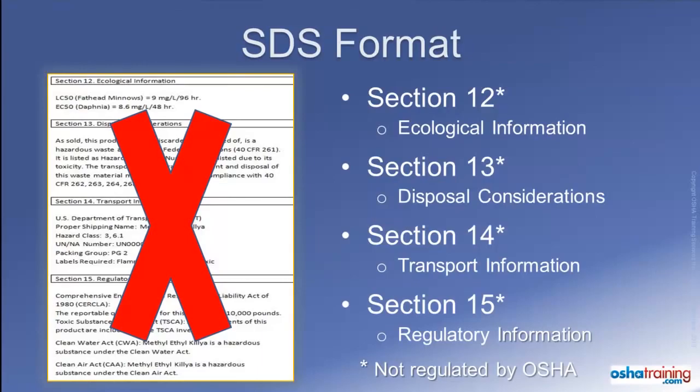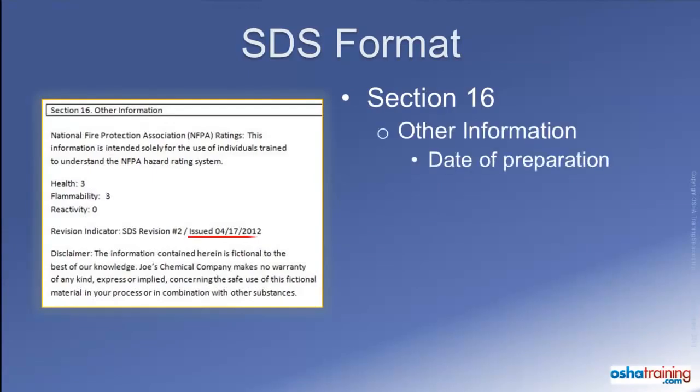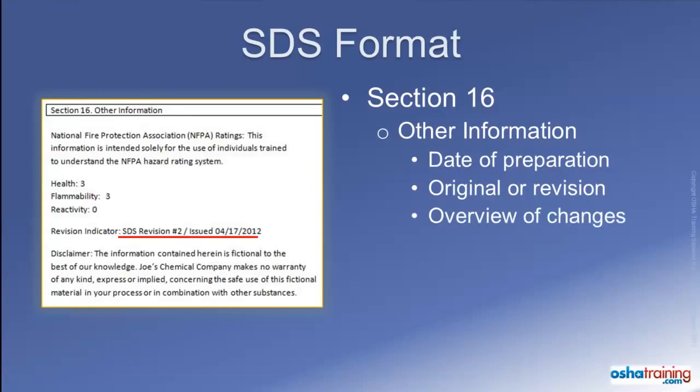GHS format. And finally, Section 16 of Safety Data Sheets, titled Other Information, lists details such as the date the safety data sheet was prepared, if this is the original version issued or a revised version, and in some cases an overview of any changes that were made during the last revision. And in some cases, the manufacturer or distributor may choose to put other information about their product in this section, as well as any applicable disclaimers.